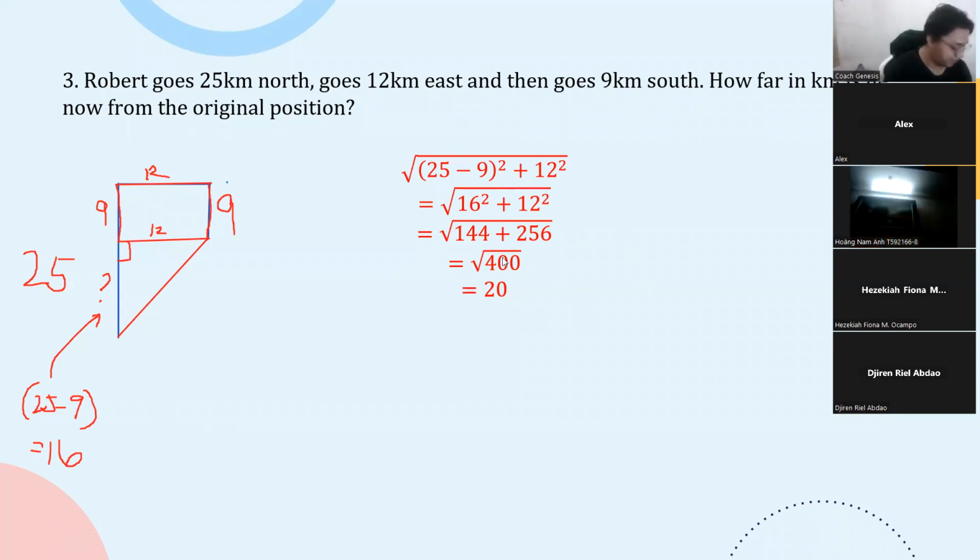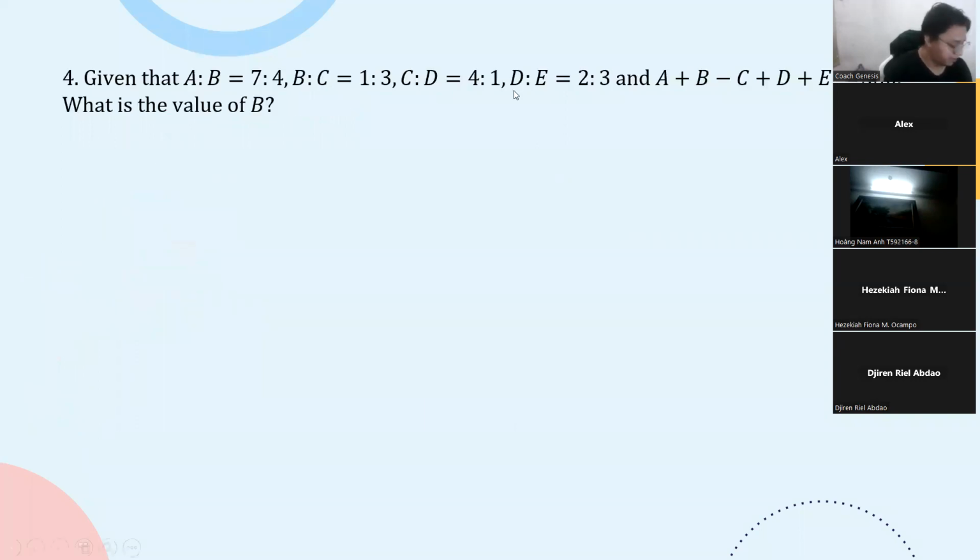Okay, so next we have number 4. So given that A is to B is equal to 7 is to 4, B is to C is equal to 1 is to 3, C is to D is equal to 4 is to 1, and D is to E is equal to 2 is to 3, and A plus B minus C plus D plus E is equal to 350. What is the value of B?